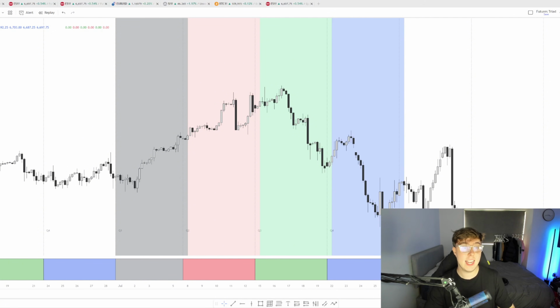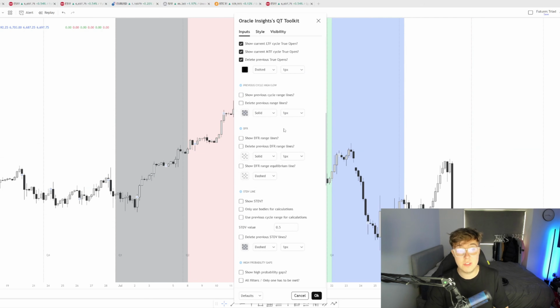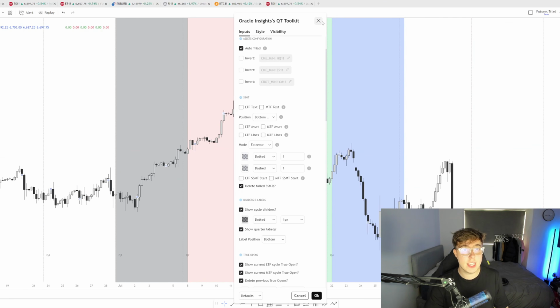But if you want to take it to that next level, if you want to have easier backtesting sessions and be able to see everything a lot easier, then I would prefer this one a lot more. So if I remove the quarters, you can see here it shows the quarters individually with the dividers, and there's so much more quarterly theory stuff inside of it.